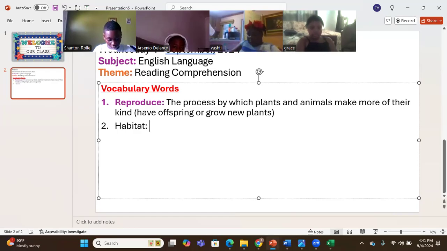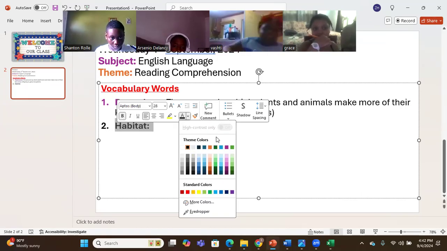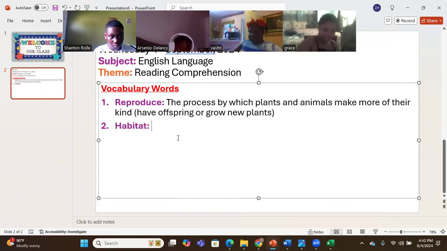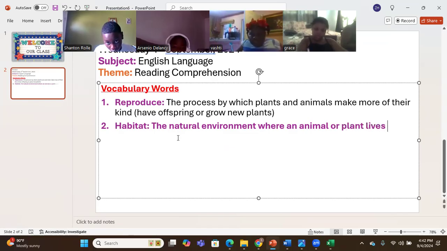Now, what is a habitat? It's like a place where animals live. Very good. It's a place where you reside, the place where you live, right? So let's define it. It's the natural environment where an animal or plant lives and grows.